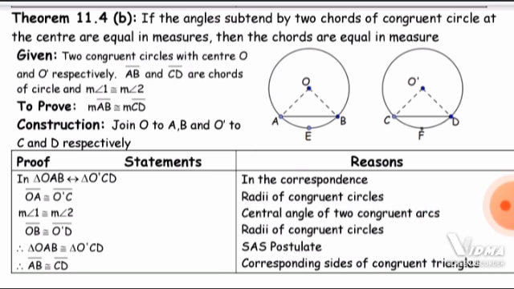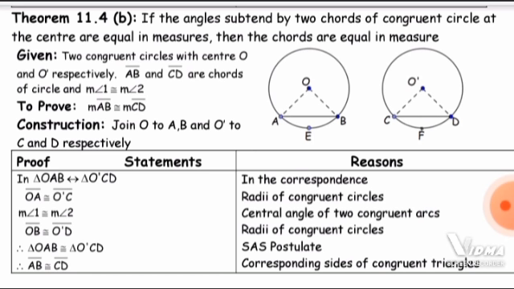The statement says that it is given in the theorem that the angle subtended at the center of the circle with center O is congruent to the central angle of the circle with center O prime. That means you can call this angle in circle O angle 1 and the angle in circle O prime angle 2. So it is given that the two central angles are congruent, and we have to prove that the chords subtended by those angles are congruent.